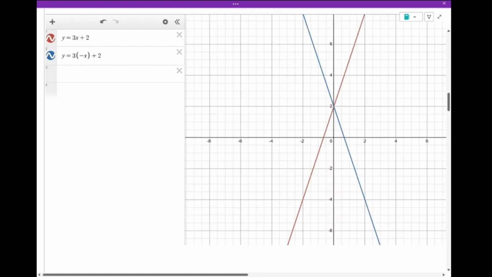So let's have a look at our final transformation. So this time we're going to look at some linear graphs. So we've got y equals 3x plus 2, which I'm going to call f of x. Okay, so f of x is equal to 3x plus 2.